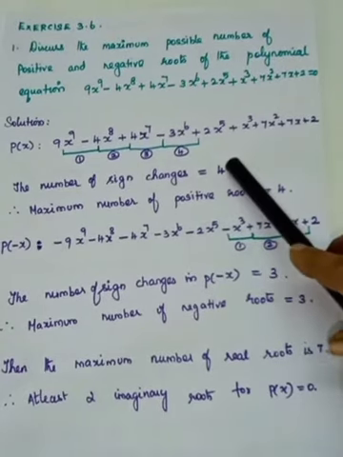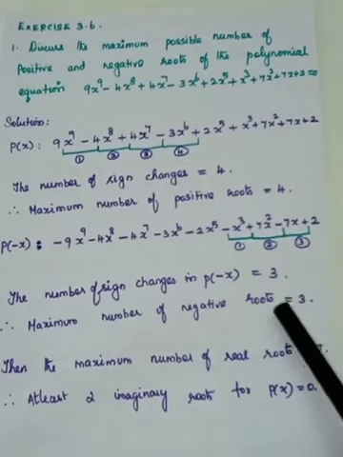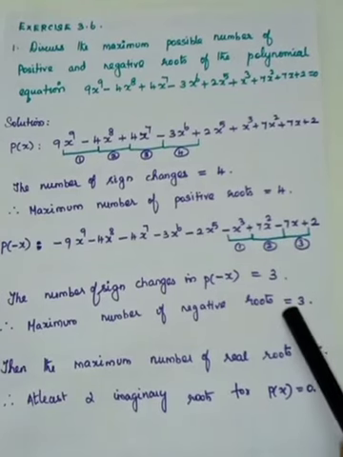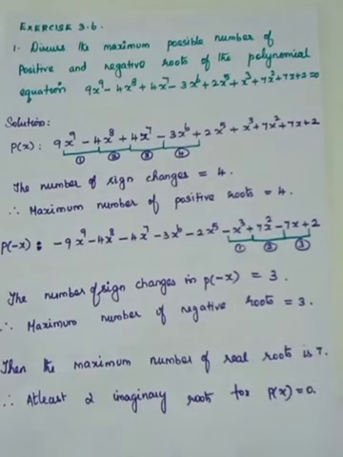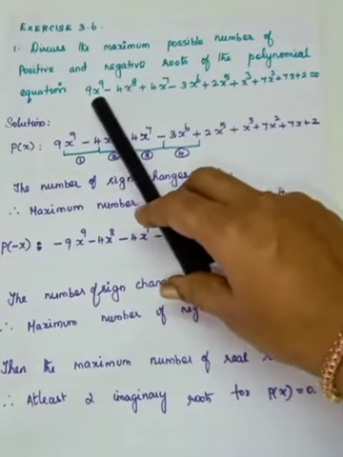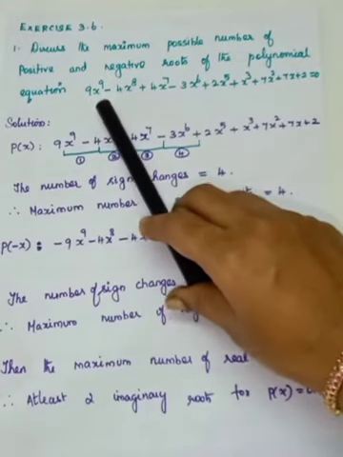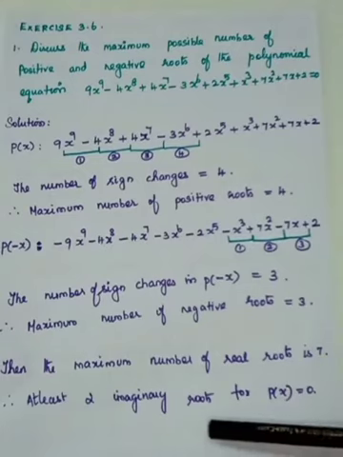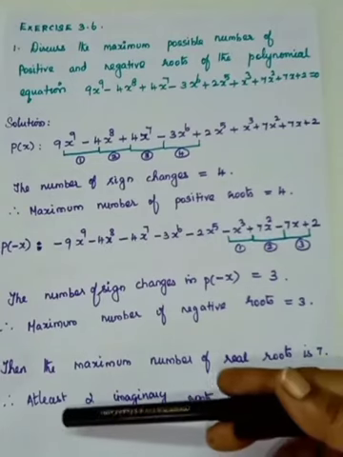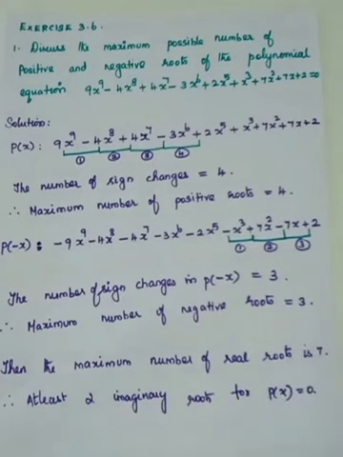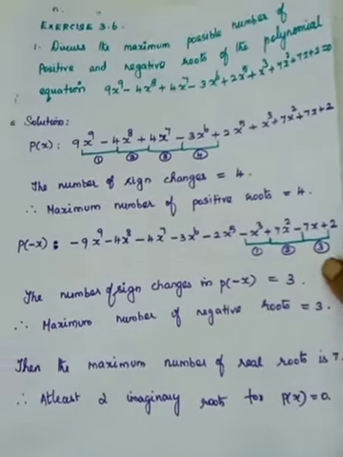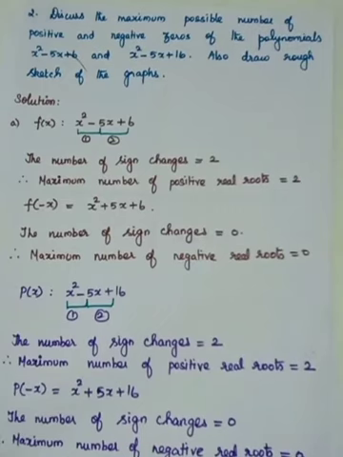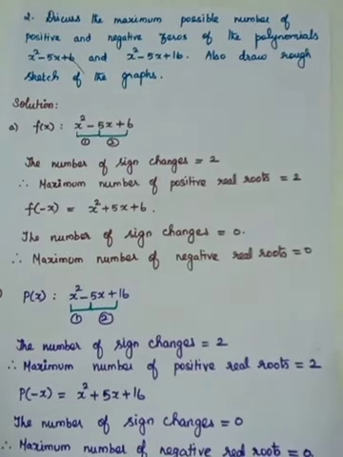So here maximum number of positive real roots is 4. Here the maximum number of negative real roots is 3. So the maximum number of real roots is 7, 4 plus 3 is 7. So this equation has how many roots? 9 roots. So therefore the remaining 2 roots, they may be imaginary roots. So therefore the equation has at least 2 imaginary roots. Okay, so in this way we can find the maximum number of positive roots and the negative real roots.